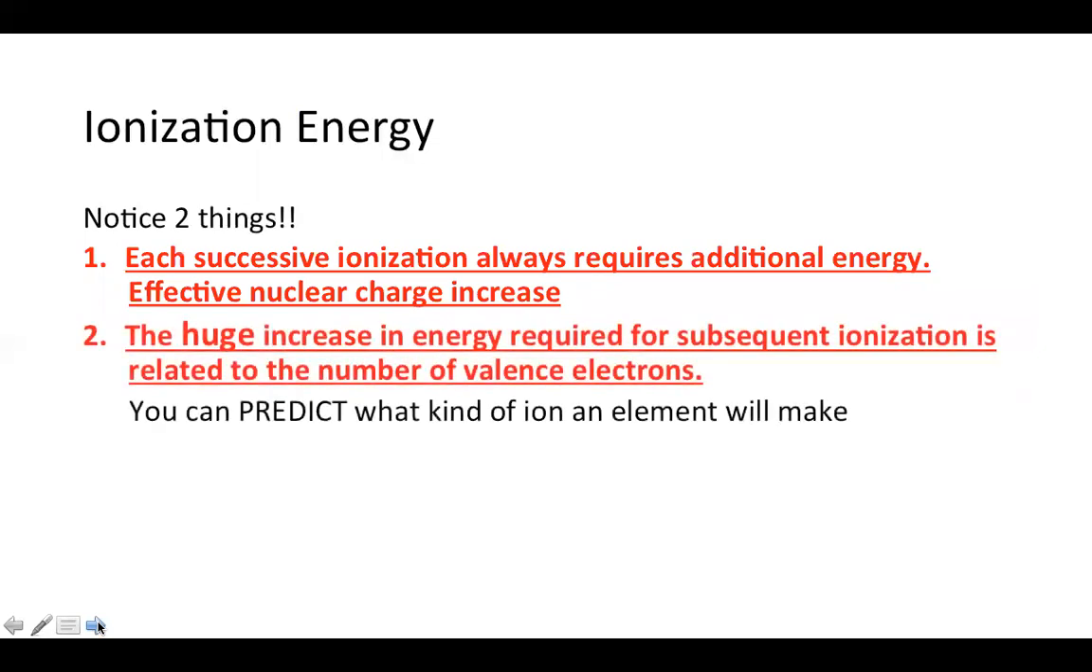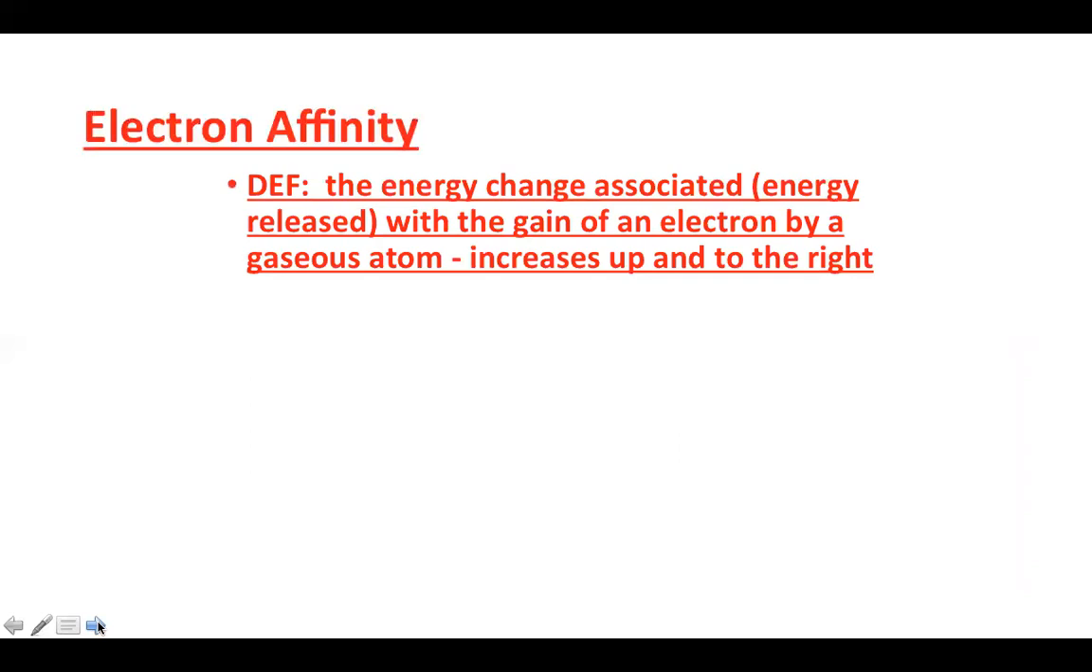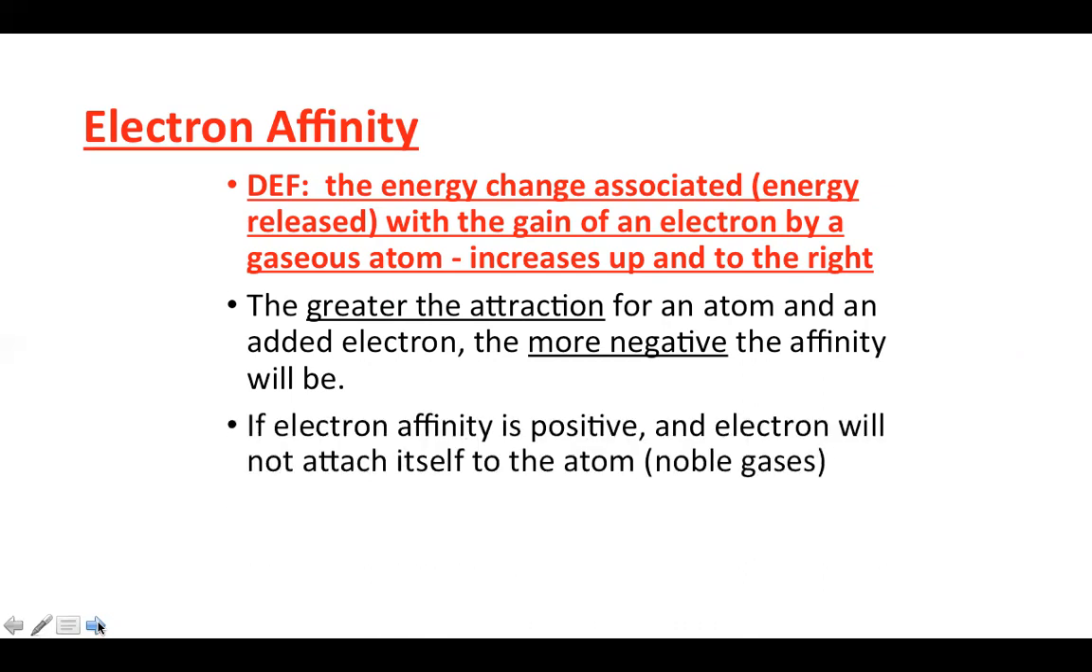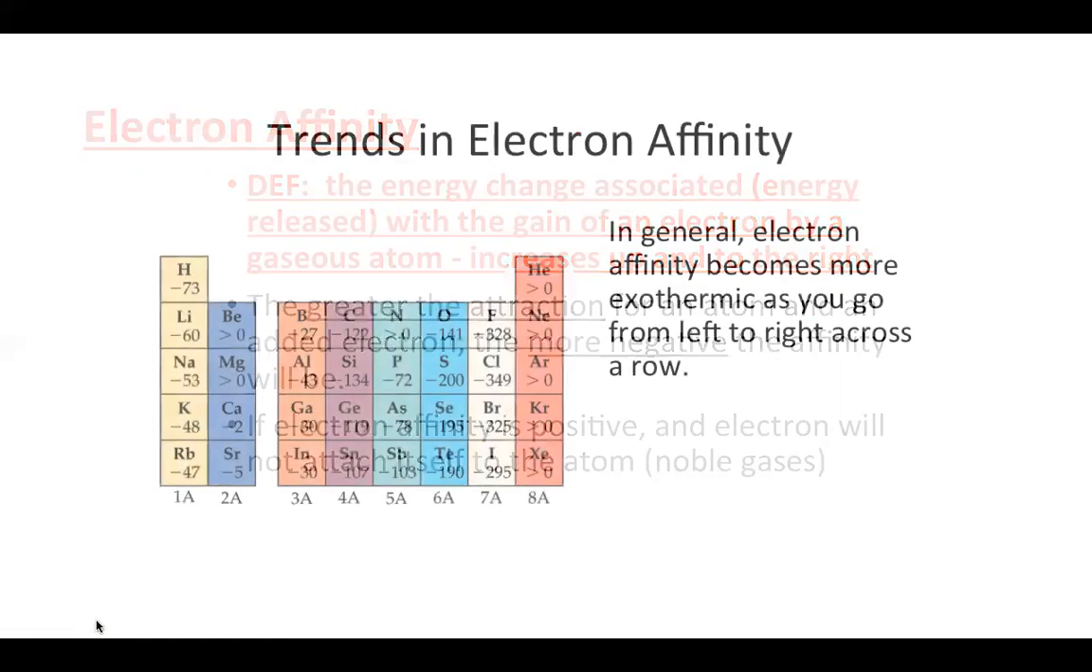All right. So that was ionization energy. The 4th trend is electron affinity. And electron affinity is how much energy is released when a gaseous atom gains an electron. So in these cases, since it's energy being released, these values are going to be negative. And this trend is going to increase up and to the right. So same kind of pattern as ionization energy, and for similar reasons as well.